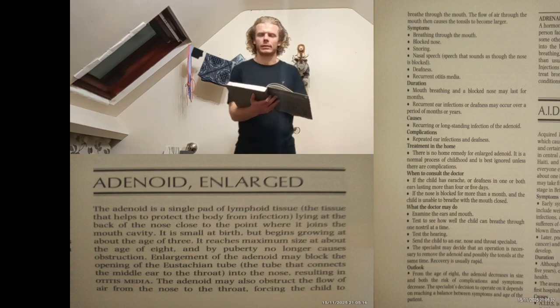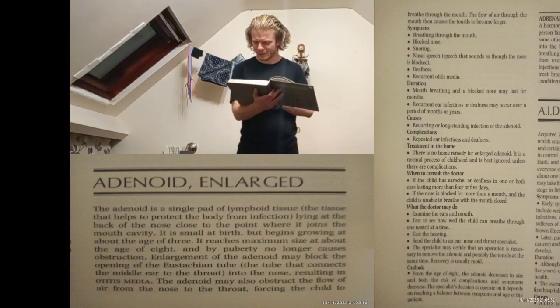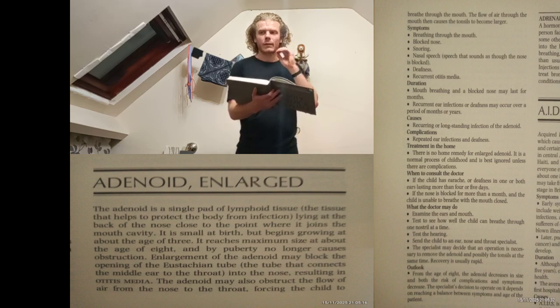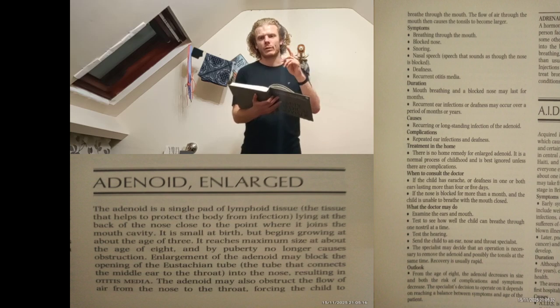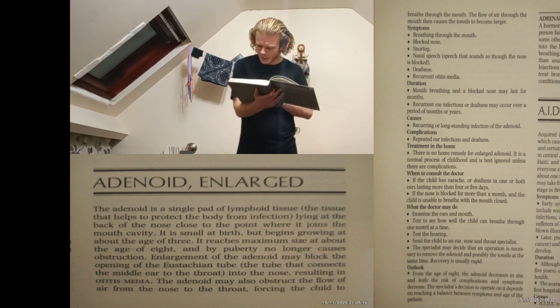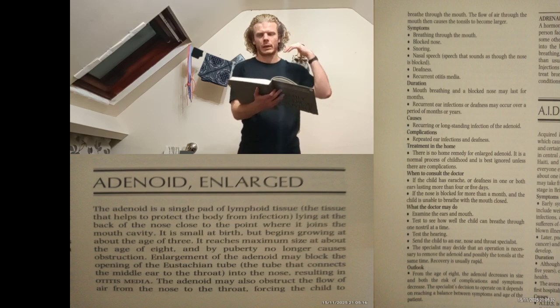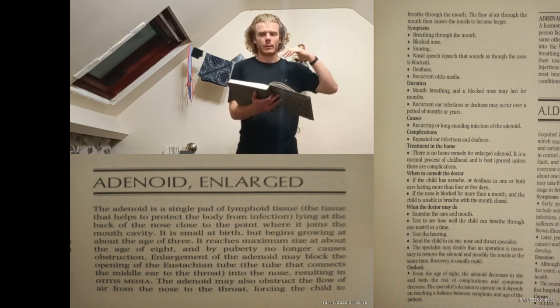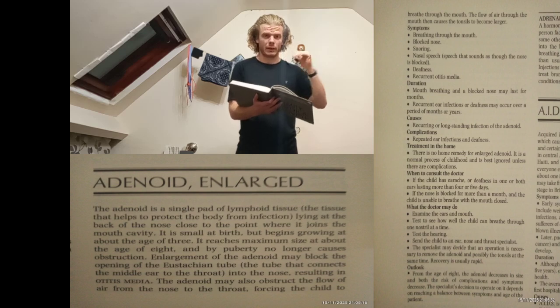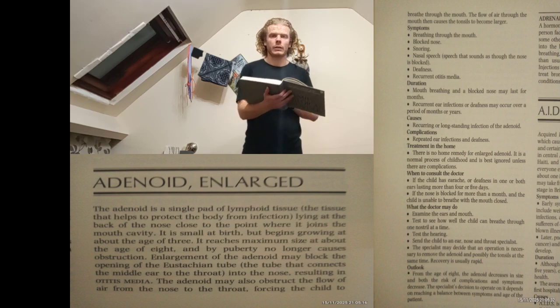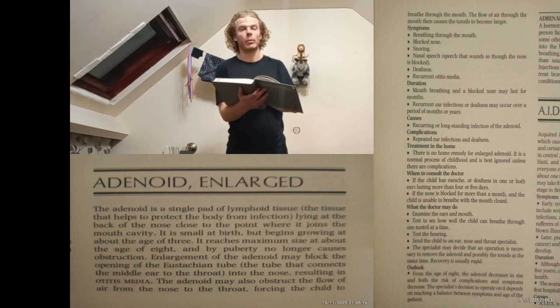Now, this is part 6 or something of the enlarged adenoid. We're gonna say, the adenoid is at the back of the nose, where it joins the mouth cavity, and it is lymphoid tissue. And that lymphoid tissue is there to protect the body from infections.